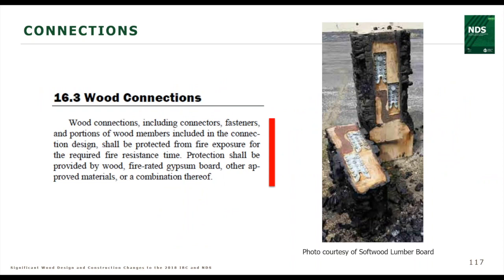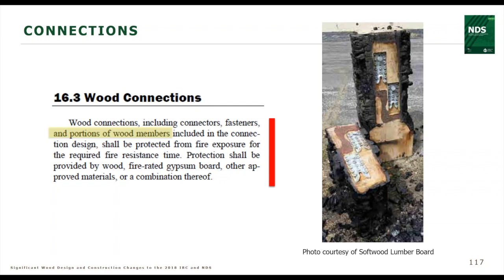Section 16.3 is the wood connection section, and this was revised to more precisely describe the requirements for protection of the connection from fire exposure. So we clarified that a wood connection, we don't just mean the connector or the fastener, we also mean the portion of the wood member that is included in that connection design. So the wood that the connector needs to bite into to form a connection needs to be protected as well.